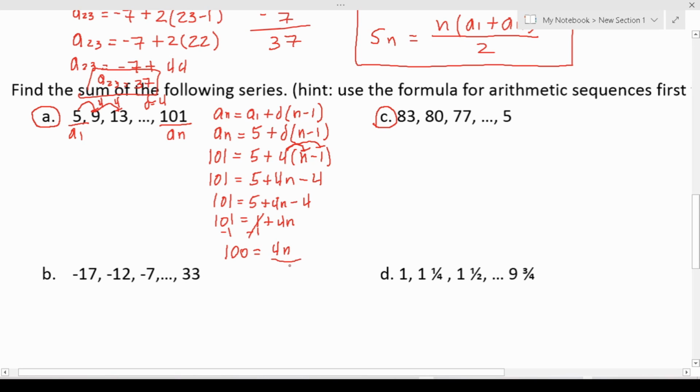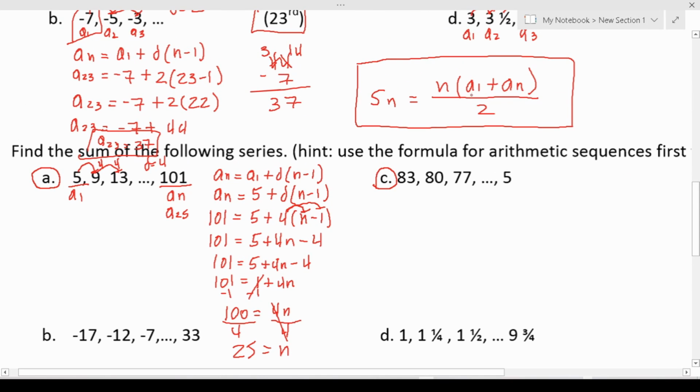Divide both sides by 4. This crosses out, leaving you with just n over here. And 100 divided by 4 is 25. So we can see that n is 25, which means that this 101 is a sub 25. In other words, it's the 25th term in this series or sequence. So with that out of the way, we now know what n is, and we know what a sub n is. So we can just plug these values into this formula to figure out what the sum of all the numbers in this sequence or series is.